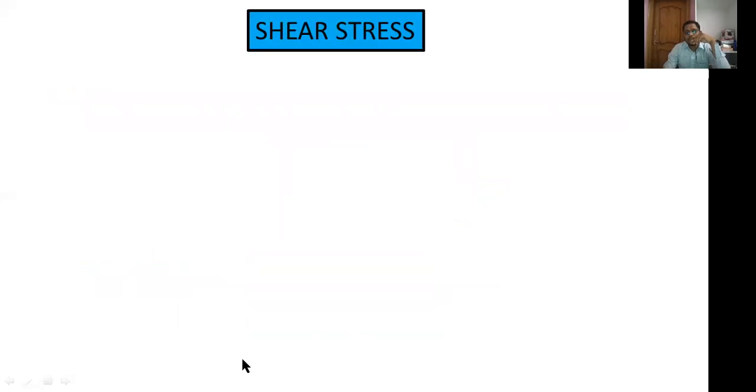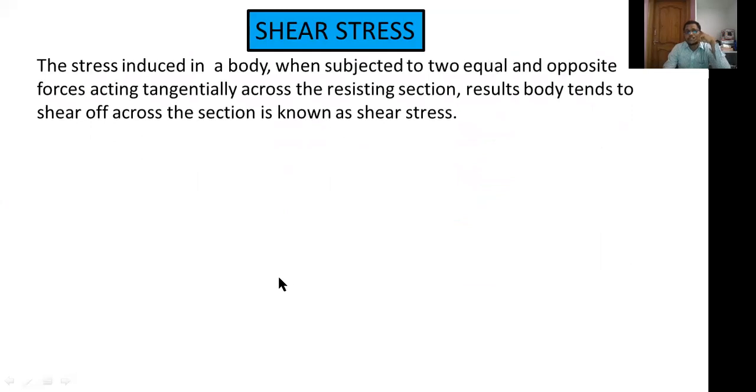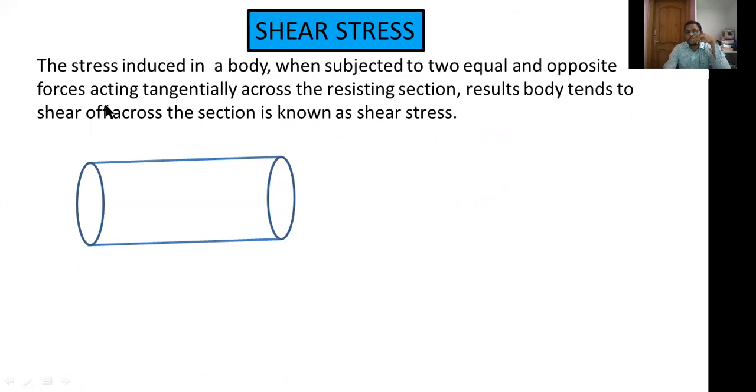Now coming to another type, that is shear stress. The stress induced in a body when subjected to equal and opposite forces acting tangentially across the resisting section. These two forces are acting tangentially to this body, and as a result the body tends to shear off across the section. This is known as shear stress.